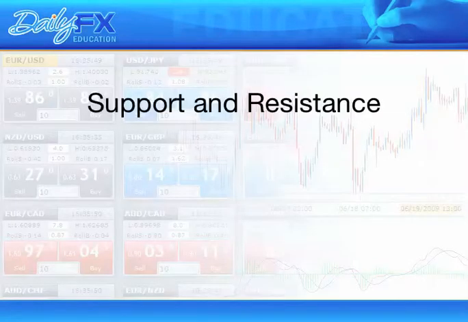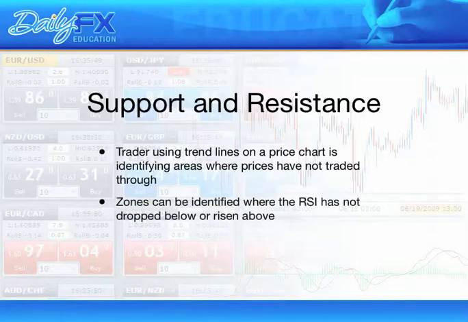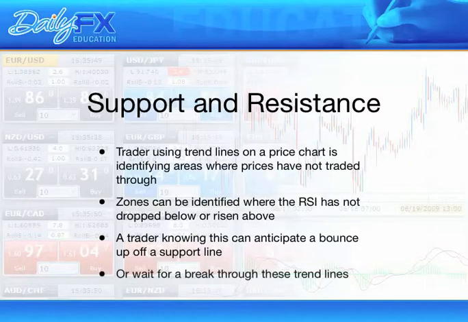The third and final topic of this video is using support and resistance levels on the RSI to identify trading opportunities. A trader who is using trend lines on a price chart is simply identifying areas where prices have not traded through. A similar concept can be applied to the RSI indicator, where zones can be identified where the RSI has not dropped below or risen above. A trader knowing this information can anticipate a bounce up off an upward sloping support line, or wait for a break through these trend lines to initiate a trade.